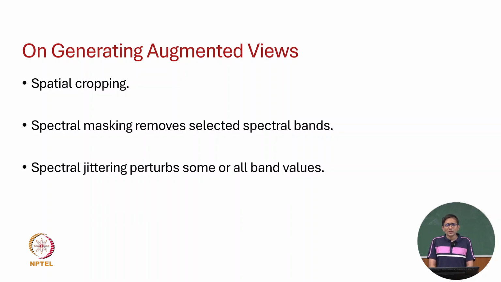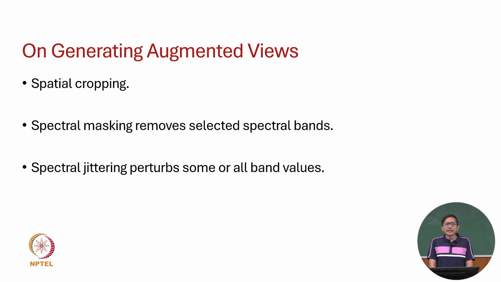Probably slightly on the more convenient side is spectral masking. The spectral masking can remove selected spectral bands. So let's say we have 200 bands, what we could do is that in one view we can remove some 20 bands, in another view we can remove another 20 bands. By removing, we don't need to actually make it a 180 dimensional vector. We can just turn off those bands, like equate them to 0 or something like that.